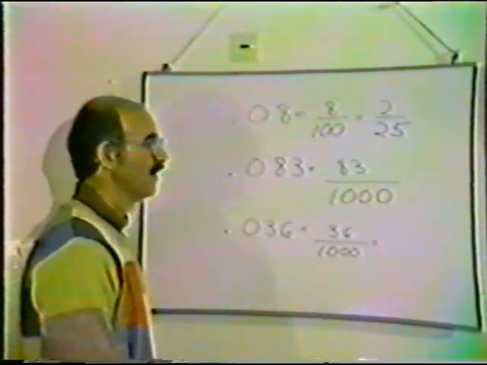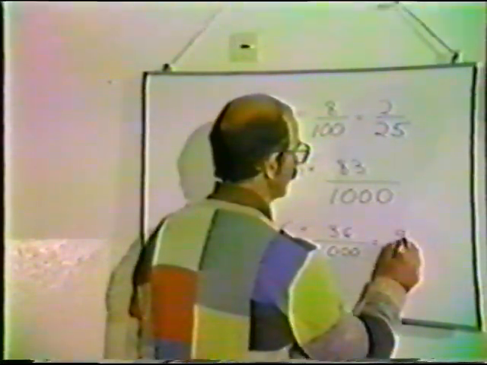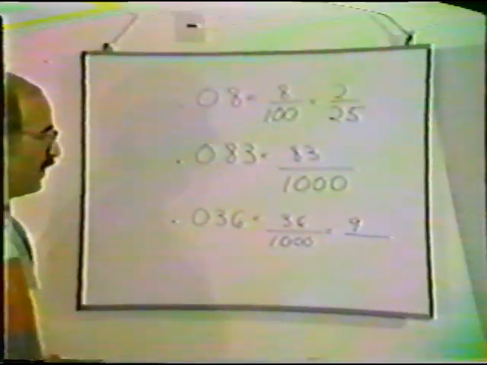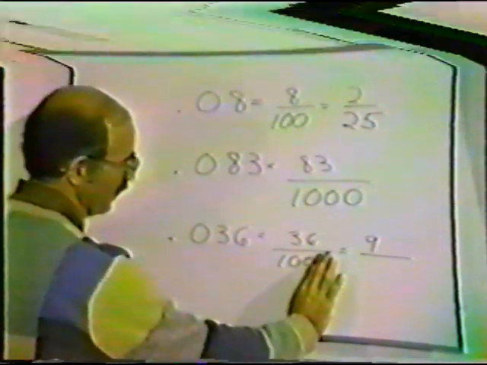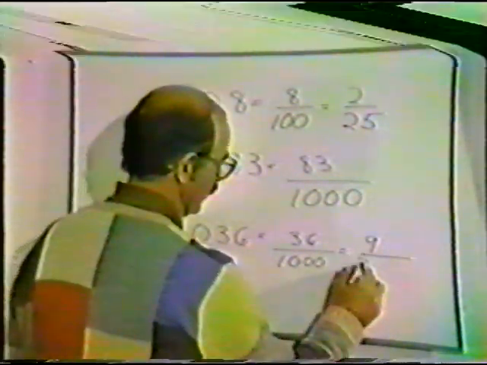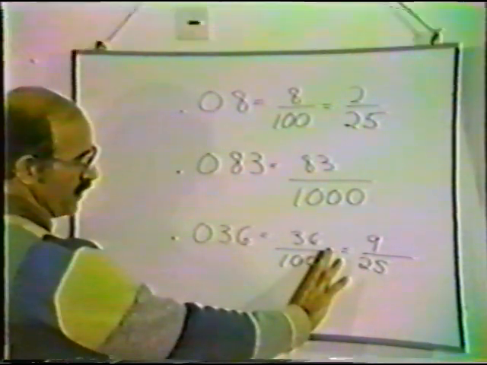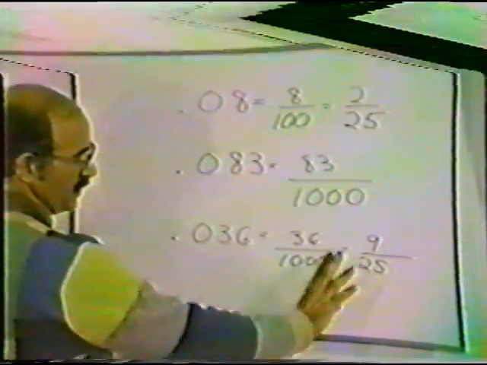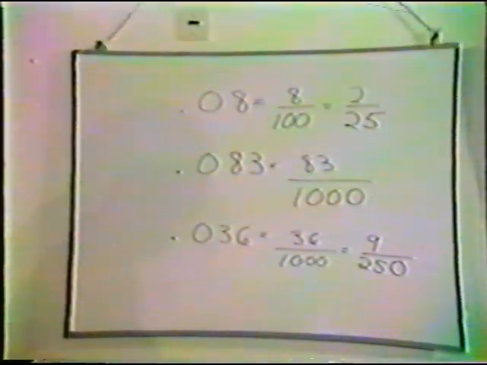How many 4s are there in 36? 9. 9. It's right on your times table. How many 4s are there in 100? 25. So I gave you the answer. There are 25 4s in 100. So in 1,000 there are 250. We just add another 0.